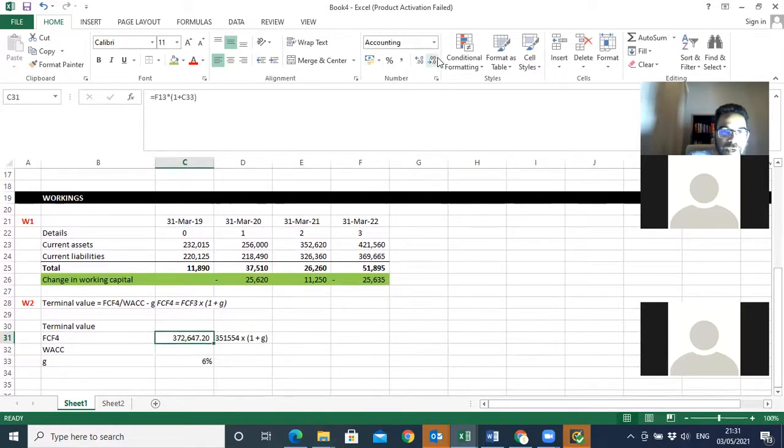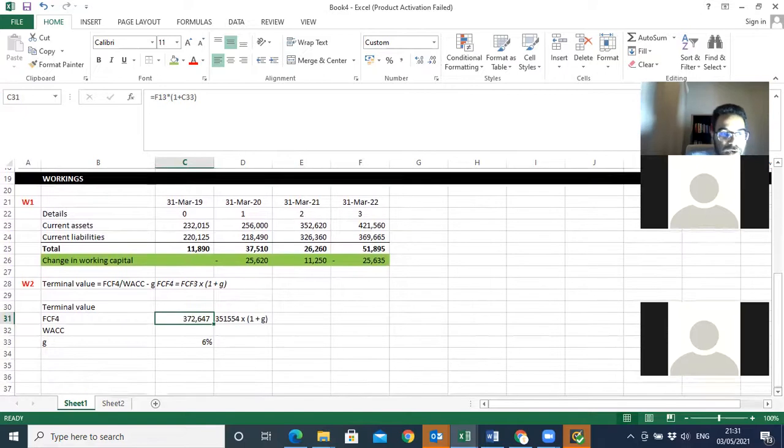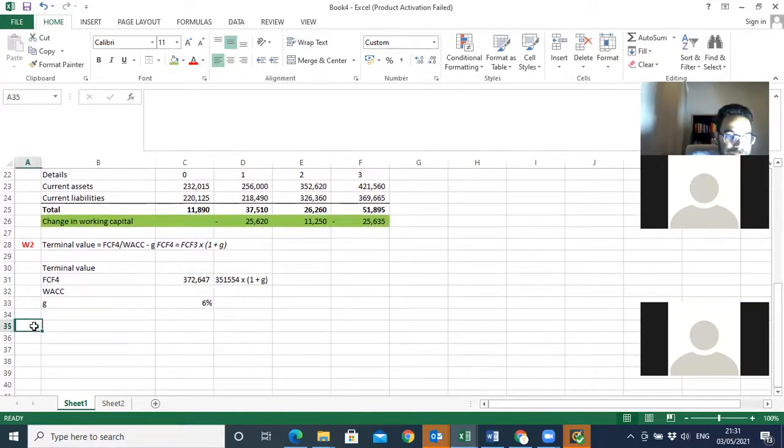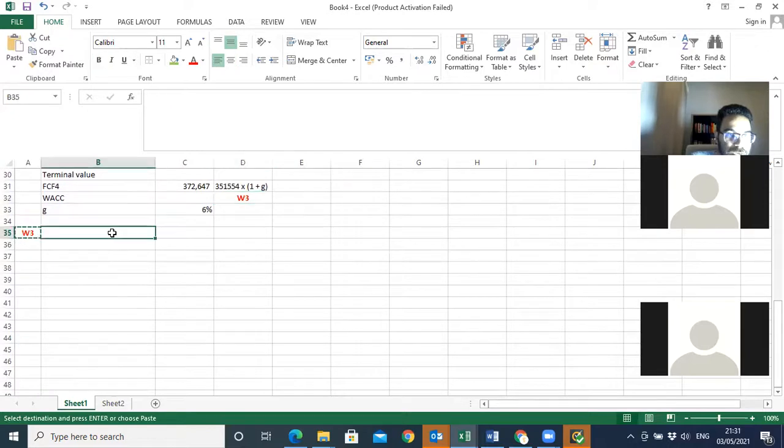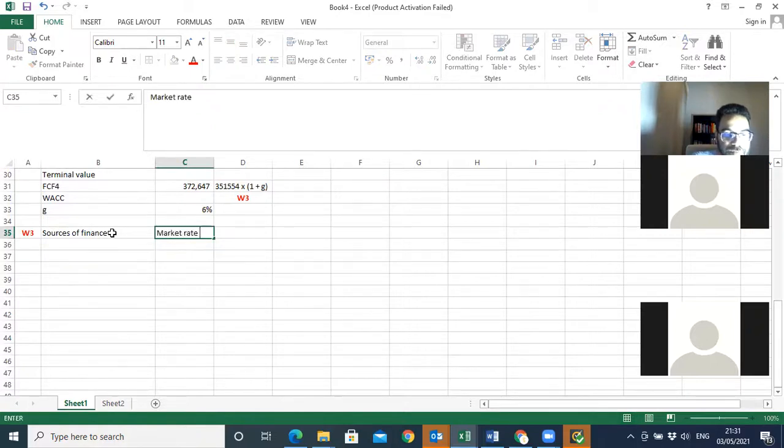Then we're going to get our WACC rate. So for WACC, we're going to set up the table. We're going to have data source of finance. We're going to have market rate after tax. Remember, we usually have market value. There's no need for market value because they gave us a weighting. So we're just going to have weighting. And then we're going to have WACC.